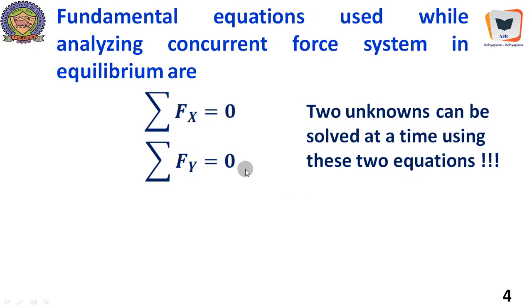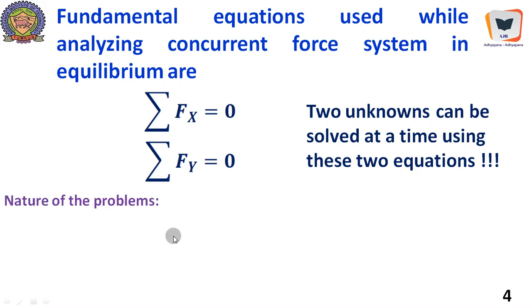Therefore, in a concurrent force system that is in equilibrium, we have to use sigma Fx equal to 0 and sigma Fy equal to 0 in order to find maybe internal forces or whatever. And anyway, there is no way for us to find whether a resultant is there. We will not be finding the resultant. We will be finding some other forces, which are naturally reactive forces, which will keep the system in equilibrium.